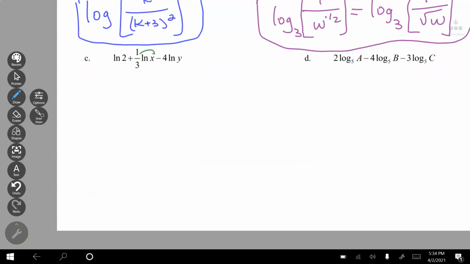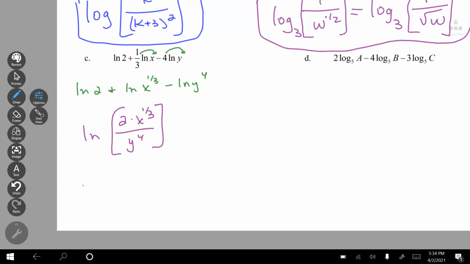Okay, I see some coefficients I'd have to move. So ln of 2 plus ln of x to the 1/3 minus ln of y to the 4th. I see some addition and subtraction going on. So I'm going to rewrite it as ln of 2 times x to the 1/3 over y to the 4th. And if you want, you can rewrite it as ln of 2 cube root of x over y to the 4th. And that would be your final result.